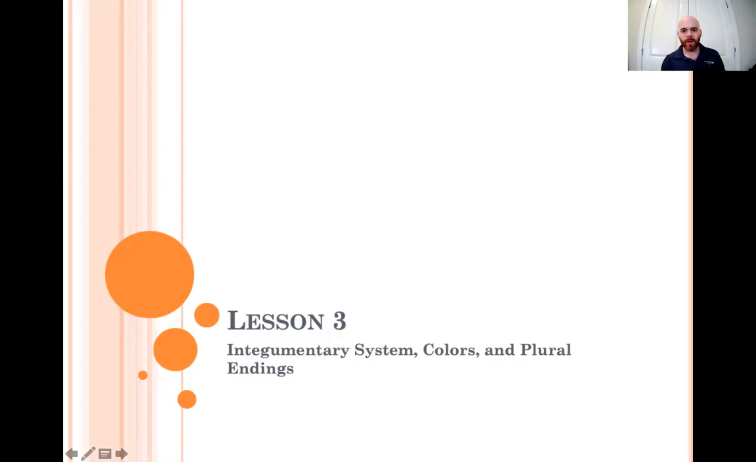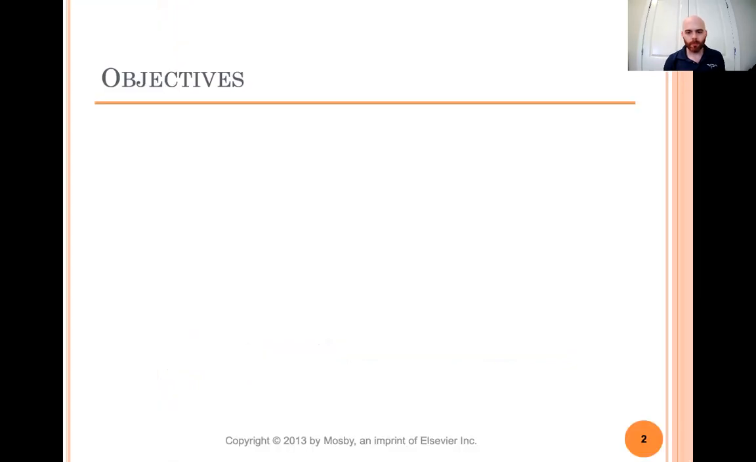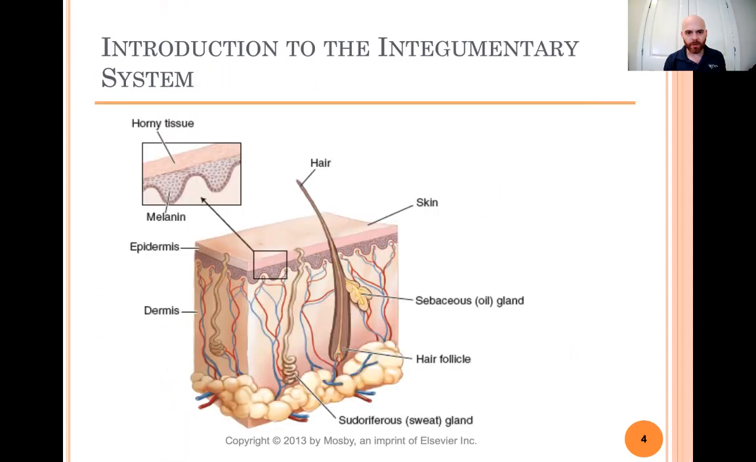Okay, so we're going to be going over the integumentary system, colors, and then other suffixes today. The objectives, you can read those on your own. Okay, so before we start looking at any words or learning the meaning of any words, let's look at a cross section of the skin that is cut down.